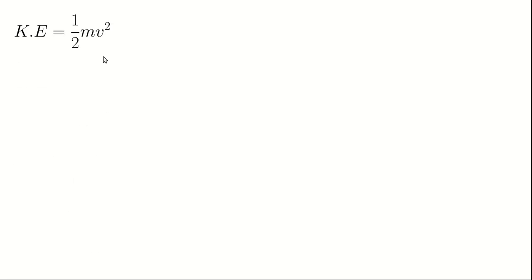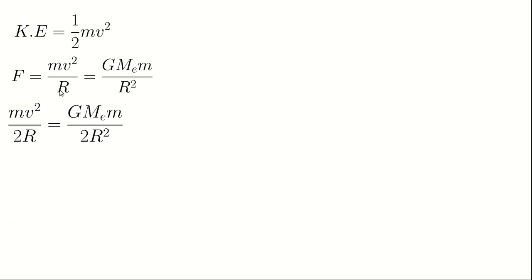Kinetic energy is given as half of mv squared, and we remember that the force holding a body in an orbit is given as F equals mv squared over r, equal to G Me m over r squared. Our m can cancel, and our r can also cancel. We can divide both sides by 2, and cancel one r, so that we'll be left with mv squared over 2 equal to G Me m all over 2r.